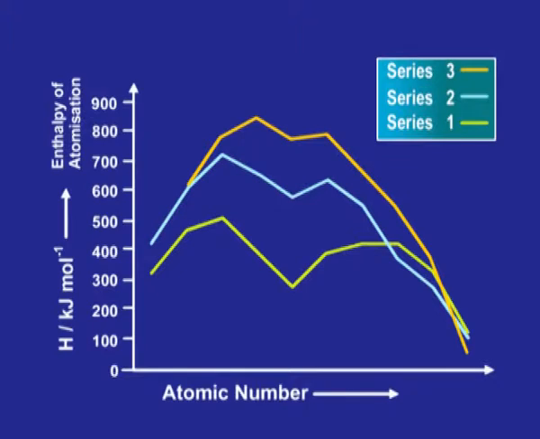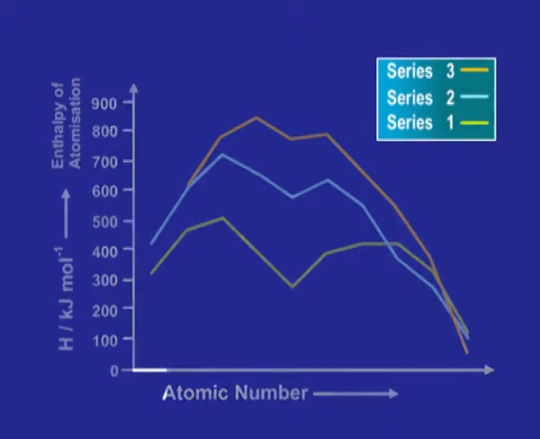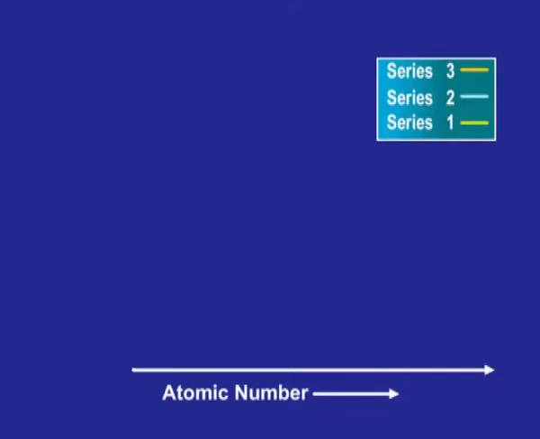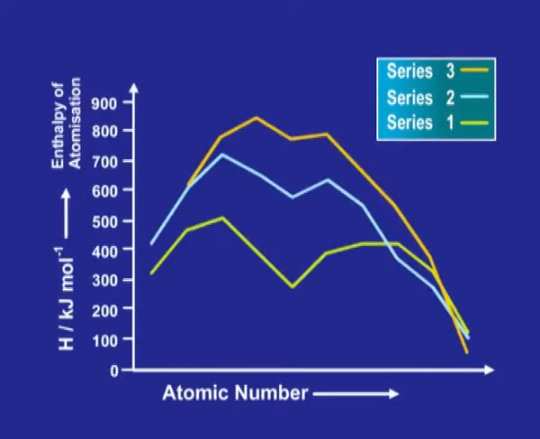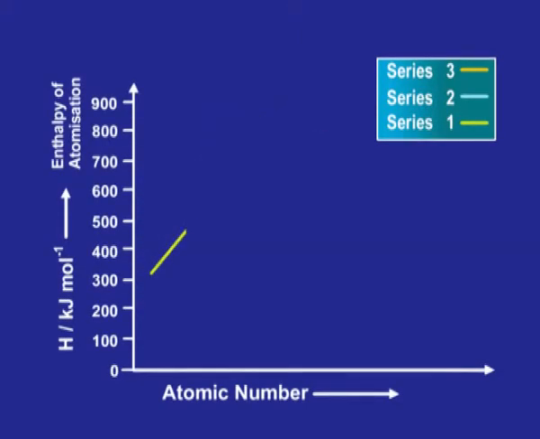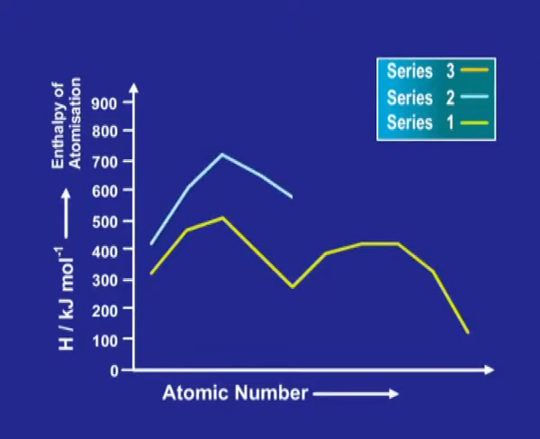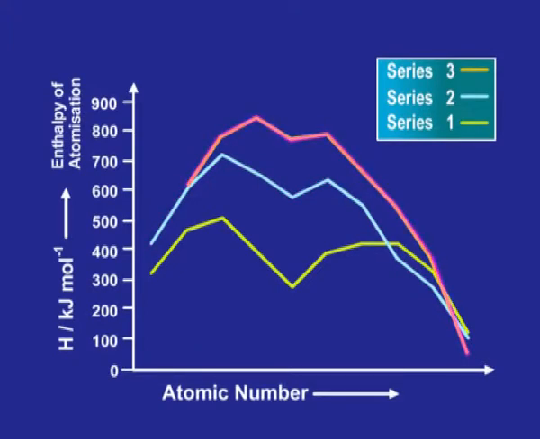Now look at this graph on the screen. Here, atomic number is plotted against enthalpy of atomization. We are looking at 3 line graphs here. Graph 1 represents the first transition or 3d series. Graph 2 represents the second transition or 4d series. Graph 3 represents the third transition or 5d series. It is clear from this graph that the second and third transition series have higher enthalpies of atomization than the first transition series.